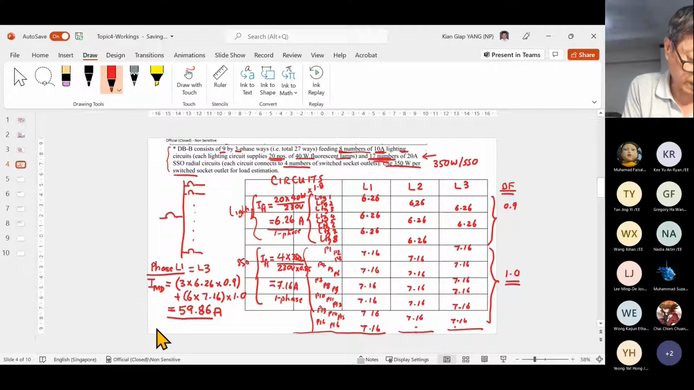Now I come to the phase L2. Phase L2 will be how much? This time I have also 3. Oh, sorry, it's different. L3 here got only 2 circuits, so the value is not the same. So I need to do another calculation.